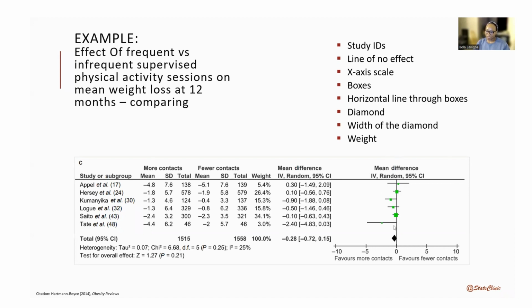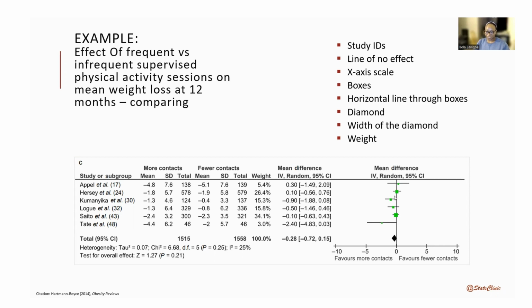Here, coming to the right side, you can see the line of no effect, basically, at 0. So if the mean difference is 0, it means that there was no effect. There was no difference between the average weight loss amongst people who received fewer contacts compared to people who received more contact.